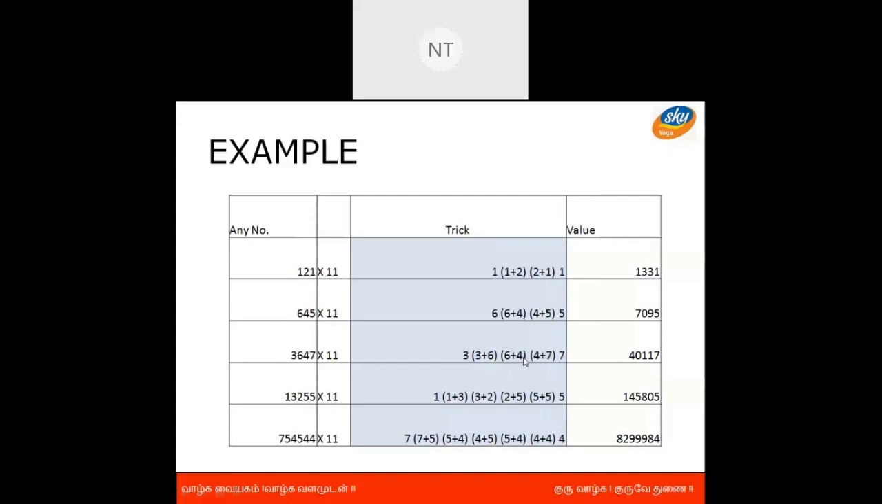So 6 plus 4 again 10, 10 plus 1 is 11, so you put 1 here and carry over the 1. 3 plus 6 is 9, 9 plus 1 is 10, so you put 0, and the last one you add with this 4. So this is the way you can do the multiplication of any number by 11.